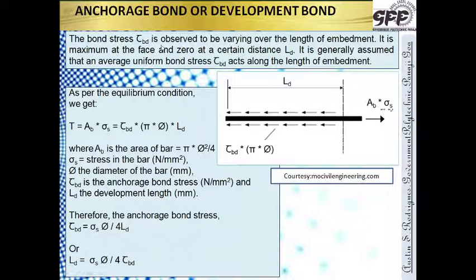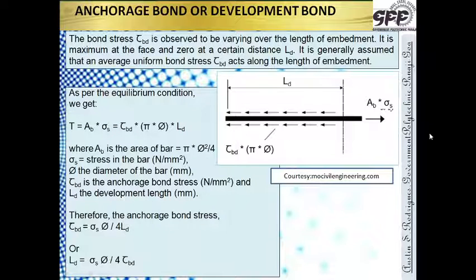Now bond length, as the bond stress is observed to be varying over a length of embedment. It is maximum at the face, and zero at a certain distance LD. It is generally assumed that an average uniform bond stress tau BD acts along the length of embedment. So for our calculations we are going to consider an average stress acting over the bar, that is average bond stress, called tau BD.